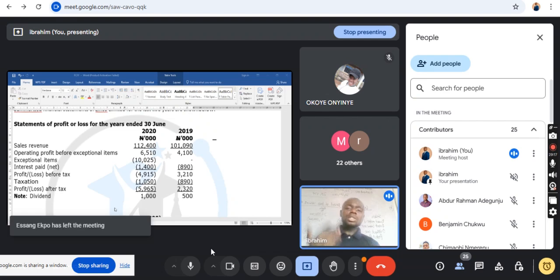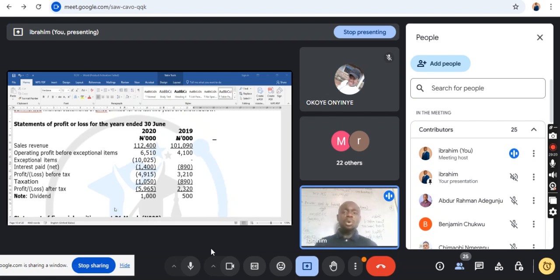Now, you are in 2020. It does not mean that in 2021, the exceptional item will occur. So why consider it when you are valuing a business? You don't consider exceptional items. You don't consider anything that has to do with one-off, because it only occurs once. It does not occur what? Regularly. Anything that occurs regularly, you can consider it, because it will form the basis of what?